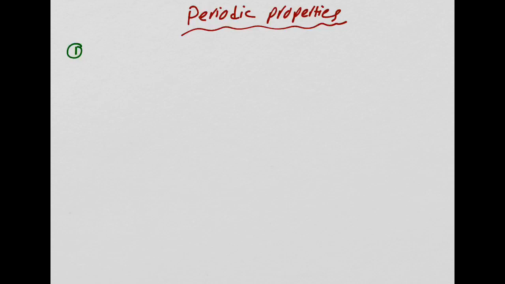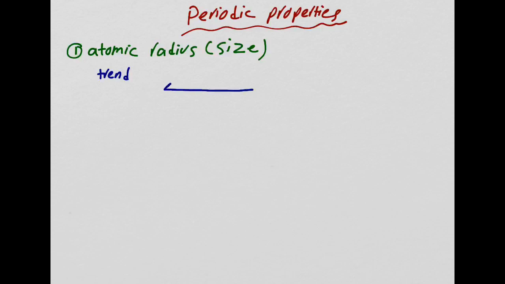The first periodic property we're going to go over is atomic radius. Atomic radius is basically the size. In this part of the class, we're going to talk about a lot of trends. The trend for atomic radius, or size, is that as you go from right to left, they increase. And as you go down the periodic table, they also increase.